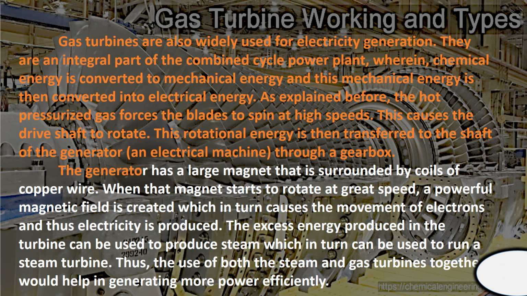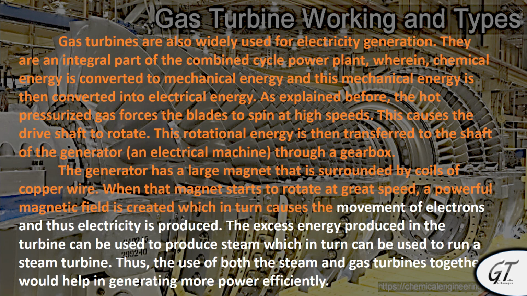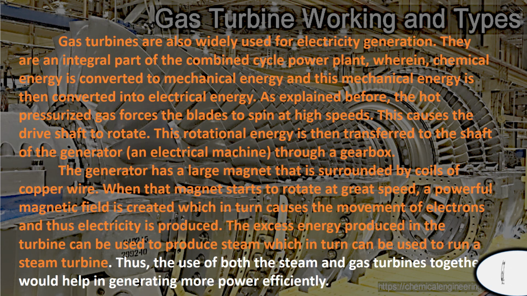The generator has a large magnet that is surrounded by coils of copper wire. When that magnet starts to rotate at great speed, a powerful magnetic field is created, which in turn causes the movement of electrons, and thus electricity is produced. The excess energy produced in the turbine can be used to produce steam, which in turn can be used to run a steam turbine. Thus, the use of both the steam and gas turbines together would help in generating more power efficiently.